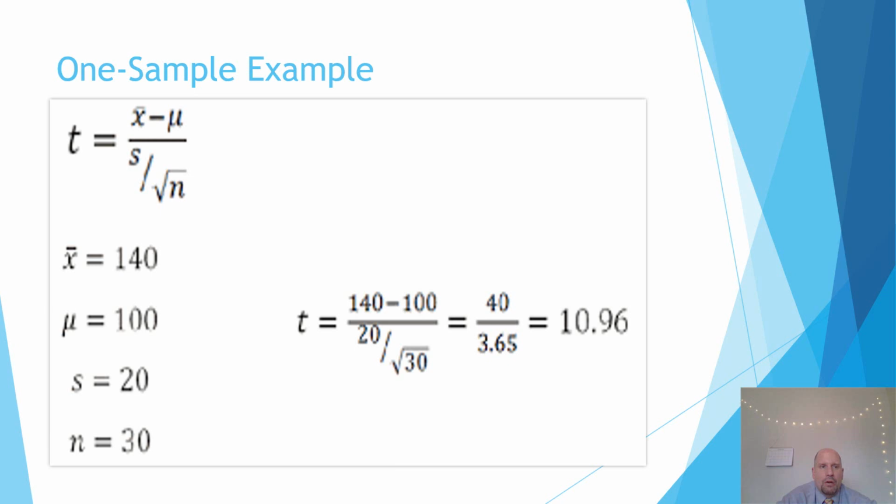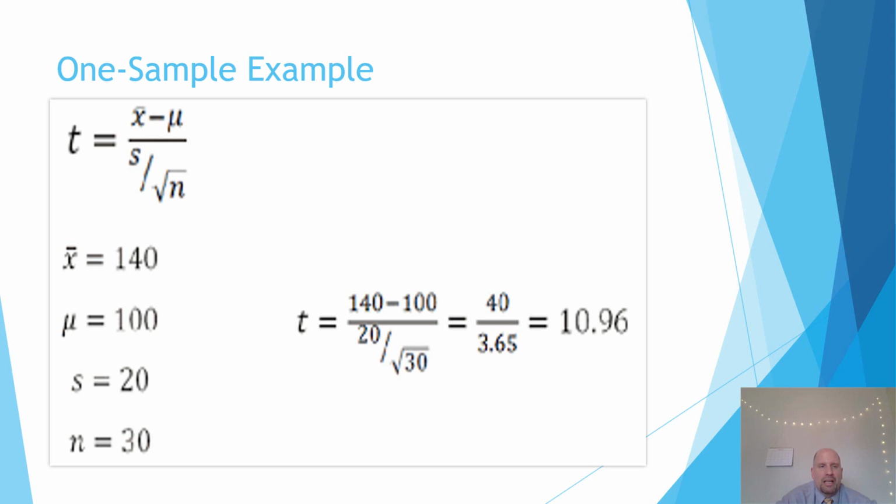Here I threw up a one sample example. See how it rhymed, one sample example? The only thing that's a little bit different here, and it really depends on your book, is that if you take a look at the denominator, underneath the square root, it says just n instead of n minus 1. For our purposes, we're going to use n minus 1.